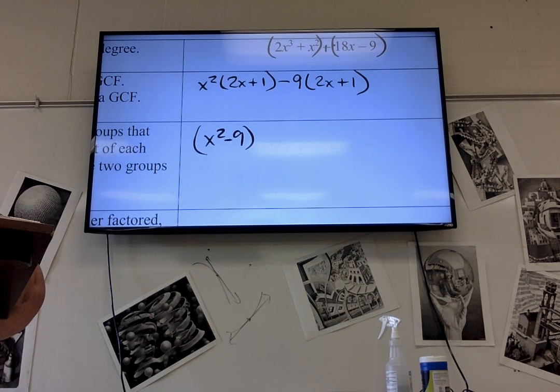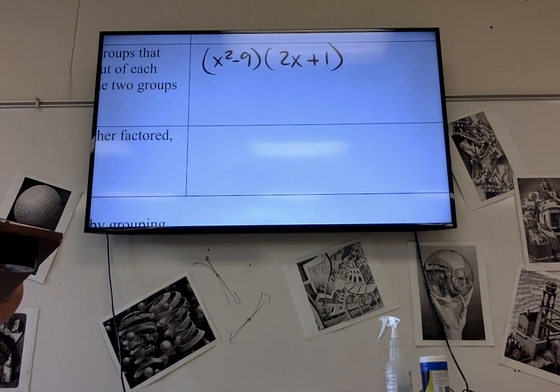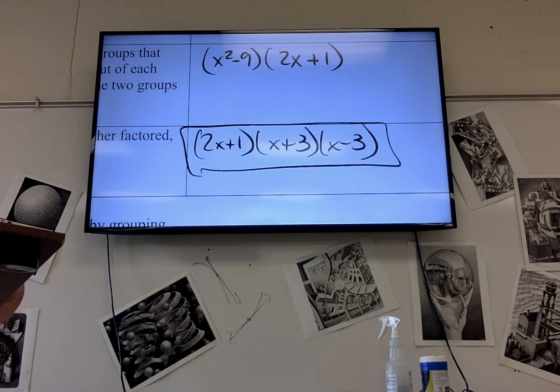X squared minus 9 and 2x plus 1. Yeah. And anything else, Jenna? Equal to 2 squared. Yeah, so it becomes 2x plus 1 and x plus 3 and x minus 3. Excellent. It doesn't matter what order they're in, as long as you got them all.